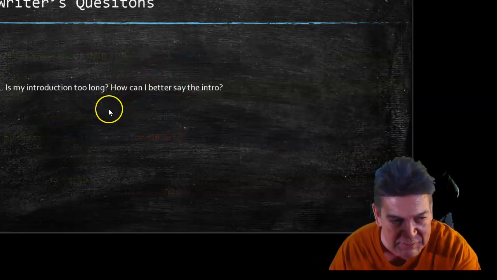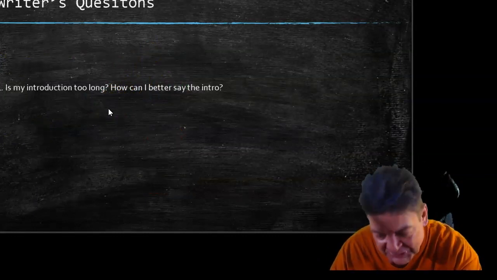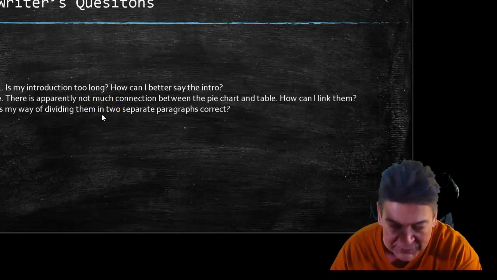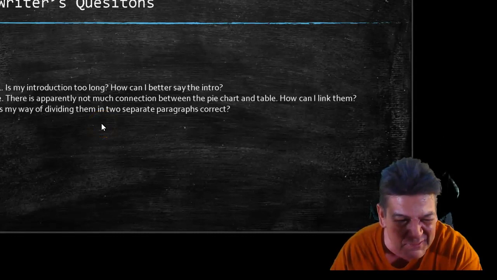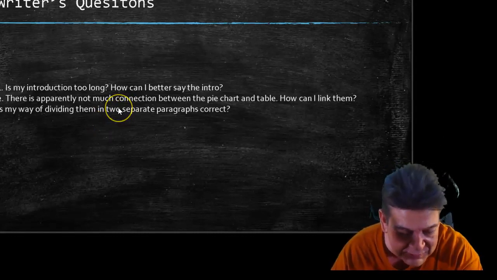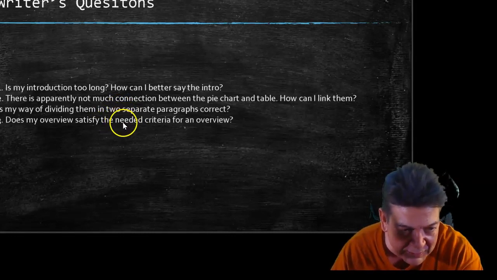Whoa, cool. Is my introduction too long? A little bit, yeah. How can I better say the intro? See mine. There is apparently not much connection between the pie chart and the table. Very good. Yes, there's not. How can I link them? Just by the anthropologists. Is my way of dividing them up into two separate paragraphs correct? Well, of course. Yes, it's two items. So, yes, it does. It's at least a band 7 overview. It is.